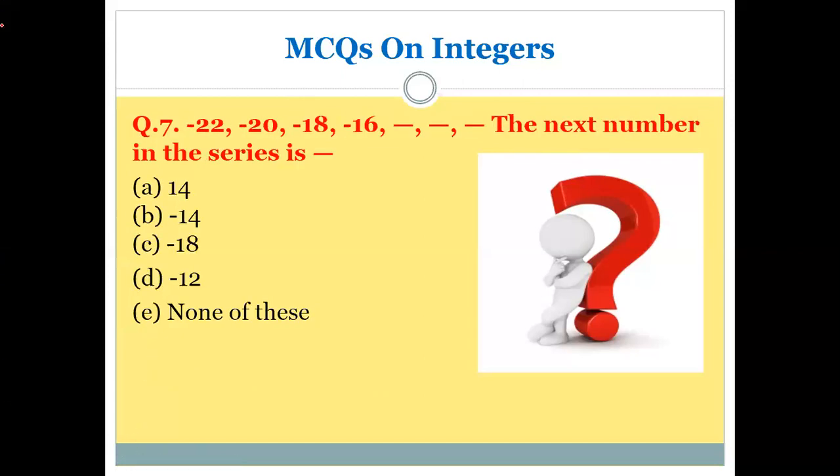Question number 7, we can see here minus 22, minus 20, minus 18, minus 16. So we are going from left to right on the number line. Every time we see the number is increasing by plus 2. So minus 16 and plus 2 will be minus 14. So B is the correct option. So it's an increasing order of the integers.